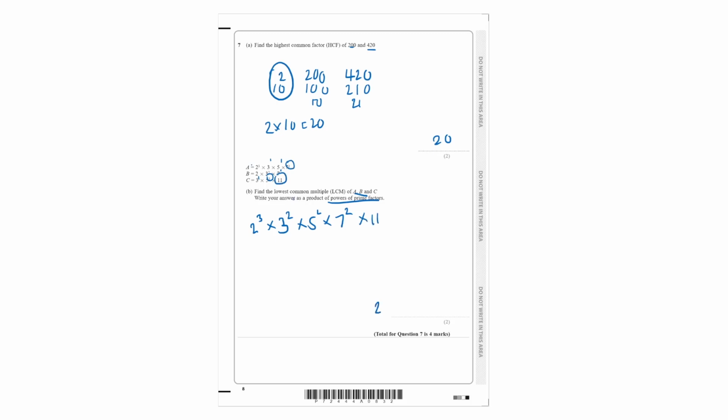So our final value is 2 to the power 3 times 3 to the power of 2 times 5 to the power of 2 times 7 to the power of 2 times 11. And since it asks to give our answer as a product of powers, that means we do not multiply this, and this is actually our final answer.